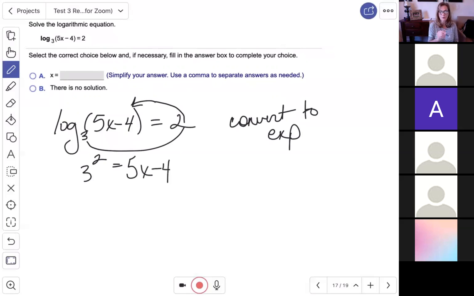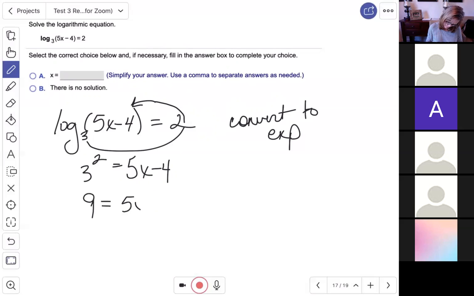You do your little circle. 3 to the 2 is 5x minus 4. And then you've got something very simple, easy to solve. Just convert to exponential first. So I hope you compare the two right in a row. The last one is when you had log base 3 equals log base 3. This one's log base 3 equals 2. Okay, and you have to convert.